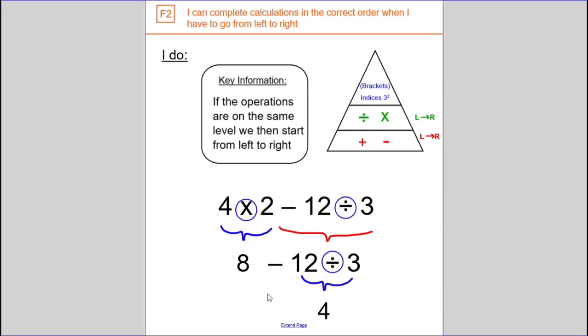Then when we do that, finally, we need to bring down the 8 and the subtraction down. And we've got a simple calculation over here. So we're going to simply do 8 subtract 4, which is going to give us 4.